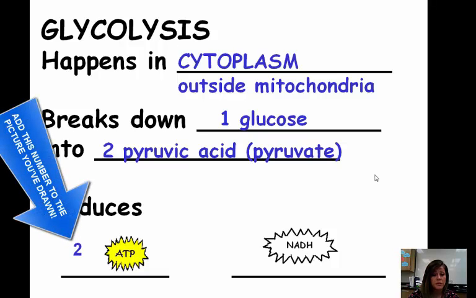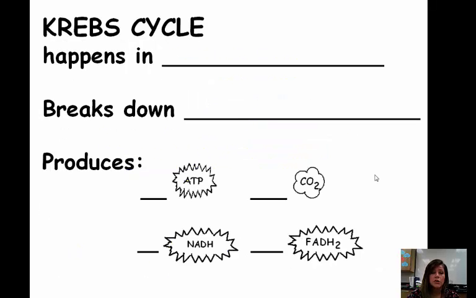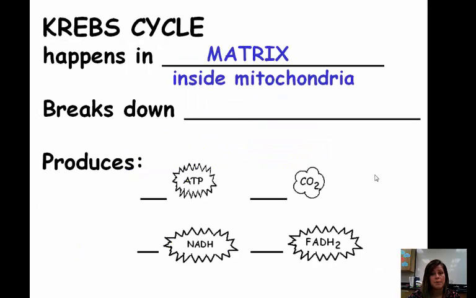And that then produces 2 net ATP, because remember, you have to spend a little bit to make more, and 2 NADH. Don't worry as much about how many NADH it produces. You will need to know how much ATP is produced though, because that's your energy containing molecules. The Krebs cycle happens in the matrix, which is inside the mitochondria.